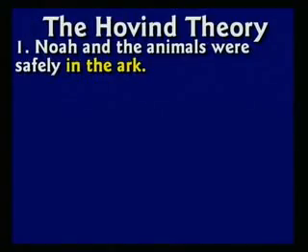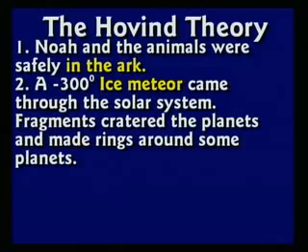Number 1, I think Noah and the animals got safely into the ark. God shut the door. Number 2, a 300-degree below zero ice meteor, in space is full of ice comets, came flying through the solar system and began to break apart.